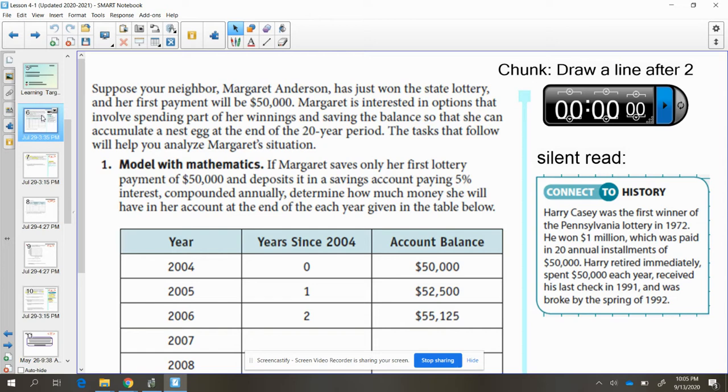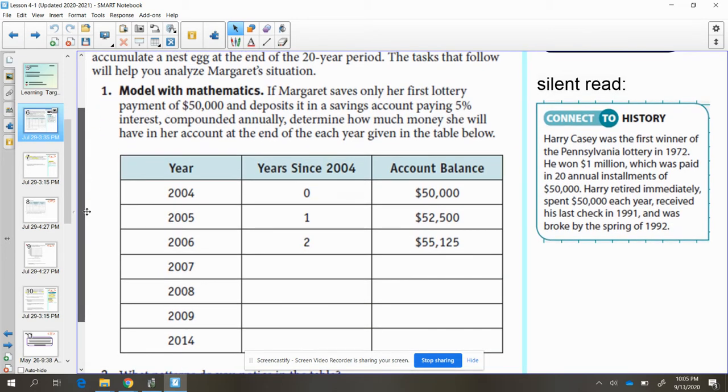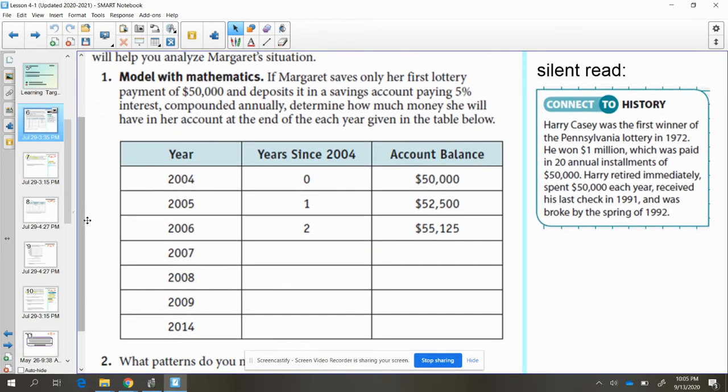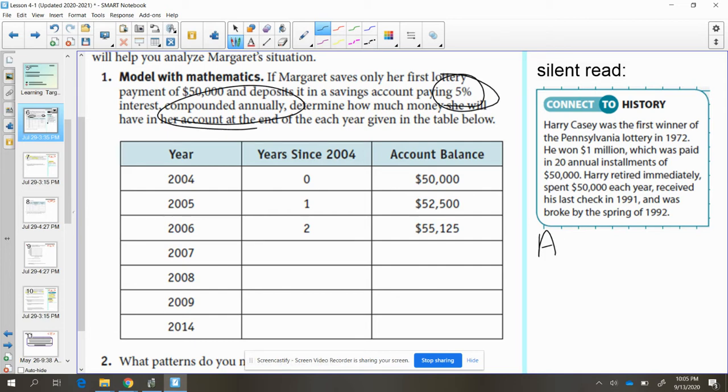Now, to start, we are going to talk about Margaret and her winning the lottery, and she's going to invest her first payment of $50,000 over a 20-year period into an account that pays 5% interest, which I would love to find whatever account that is, because it seems a little unrealistic. Usually it's a lot smaller than that, but good for Margaret, paying 5% interest, right? Compounded annually.